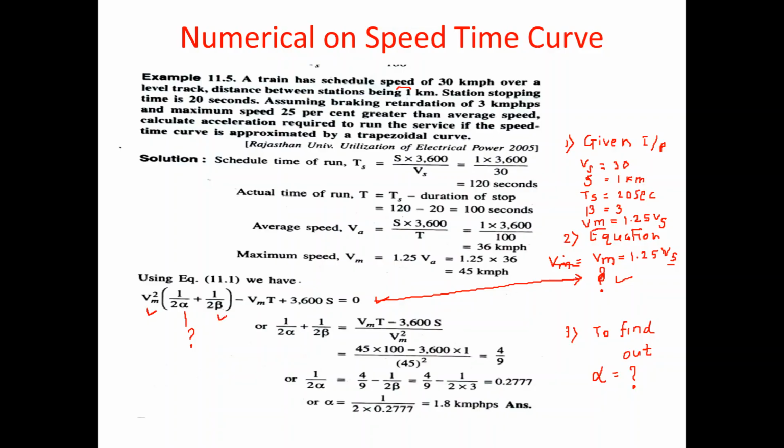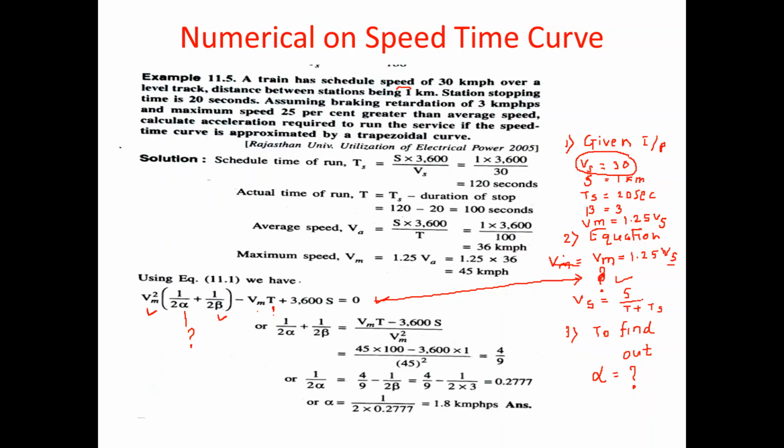Beta is already given, and Vm is known. T is not known, which we have to find out. How can we find this? We can use the average speed equation. The average speed equation is Vs equal to S divided by time plus stop time.